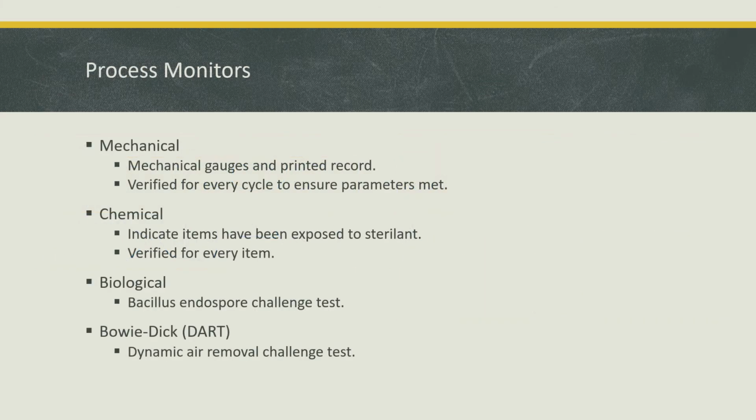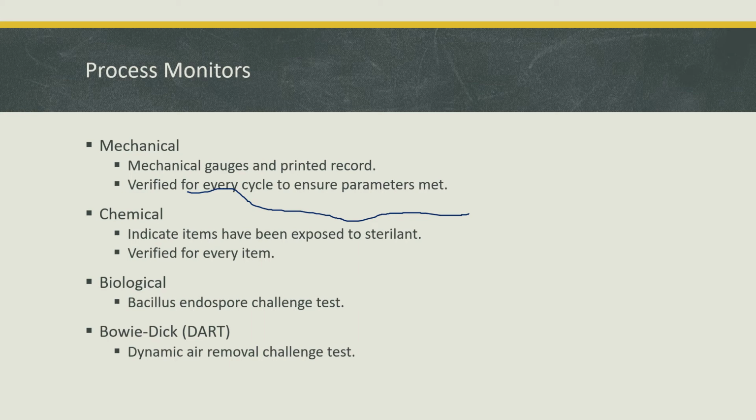All right, now let's take a quick look at the different types of process monitors. This is a bit more of an introduction to each. I'll show you each one. Mechanical: as I said earlier, with the mechanical gauges we used to have to watch for pressure, but now all of this is on a printed readout. So we get an actual printed readout that shows the time that the cycle starts, the temperature reached and the pressure reached. And our ideal here is that for every single cycle, somebody needs to verify that those parameters were met.